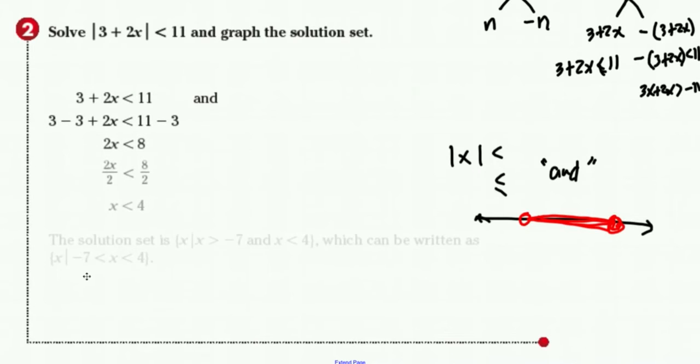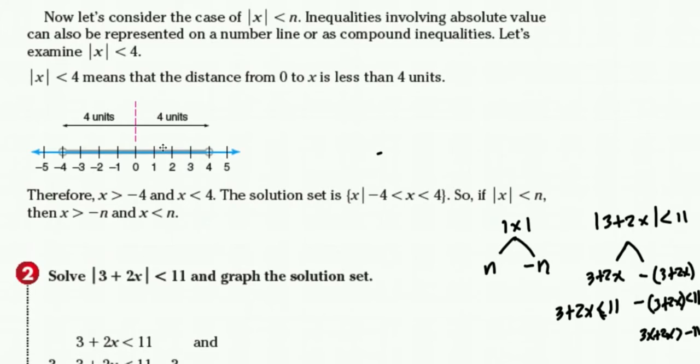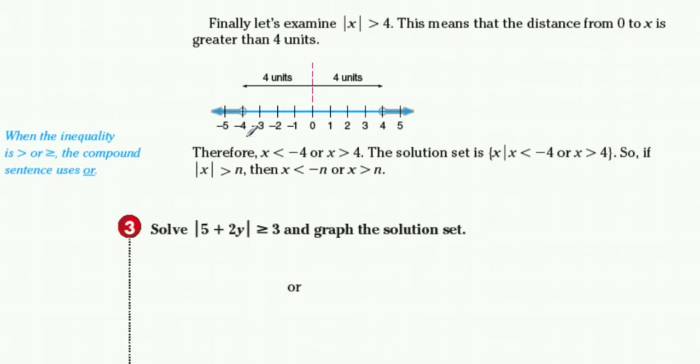And this is written, I think, right here. If you look at your book on the left side of the page, I wasn't able to copy it down: when the inequality is less than or less than or equal to, the compound sentence uses and. Okay, so let's go back here.